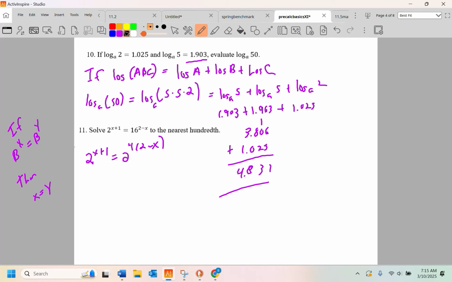Since the bases are the same, I don't throw them away, but I don't worry about them. So x plus 1 must equal 8 minus 4x. And then x is on one side, numbers on the other. X plus 4x is 5x, 8 minus 1 is 7, x is going to be 7/5. There's only about 3 or 4 of you that are consistently getting that right, and that's not good enough.